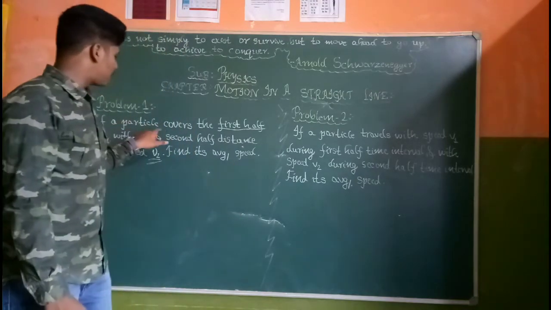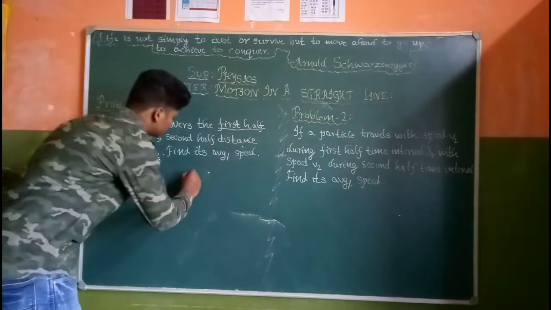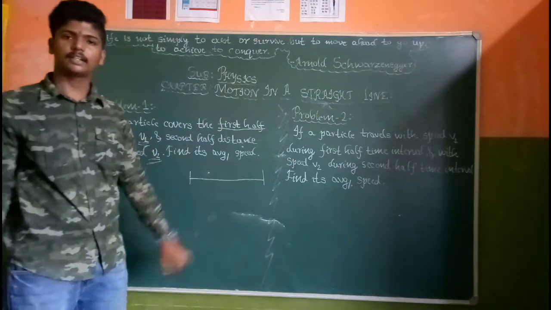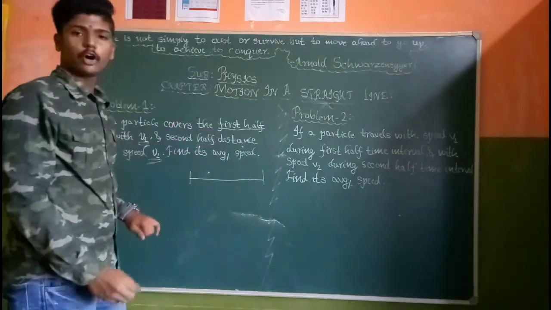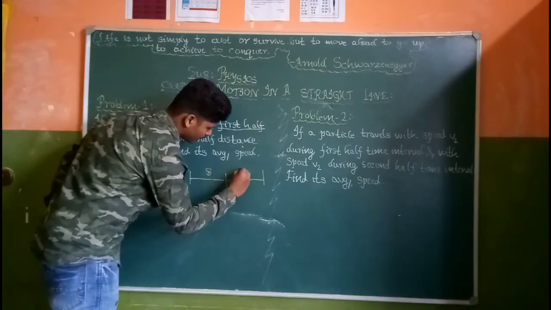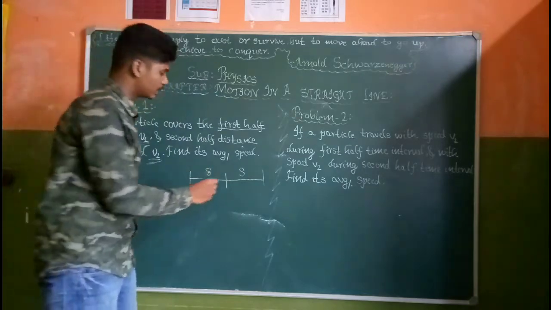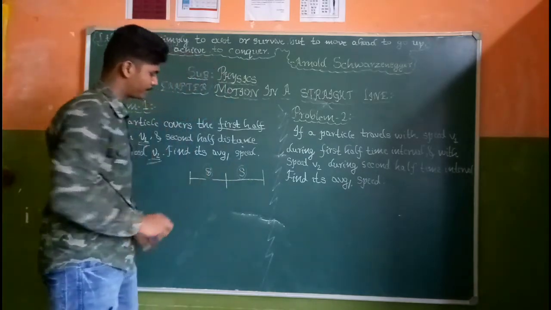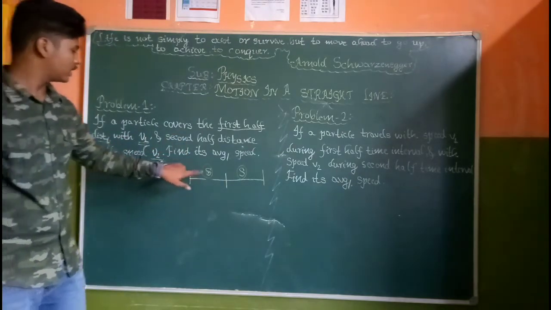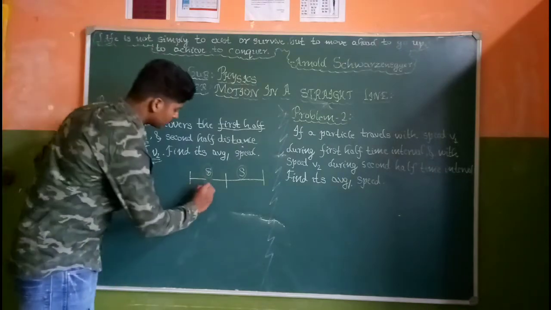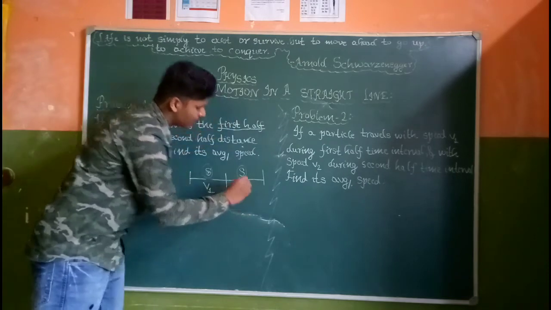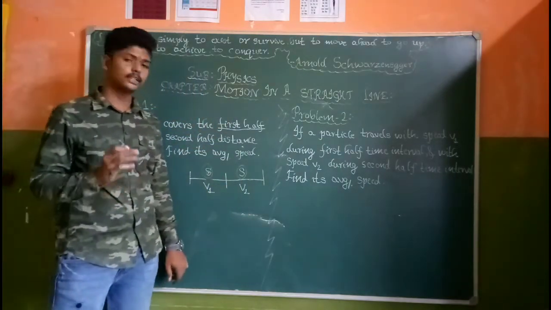They have given that a particle covers the first half distance. This is the path which an object has traversed. The first half distance s is the first half of the distance. This is the second half of the distance. And it has covered the first half distance with speed v1 and the second half of the distance with speed v2. You remember this thing.